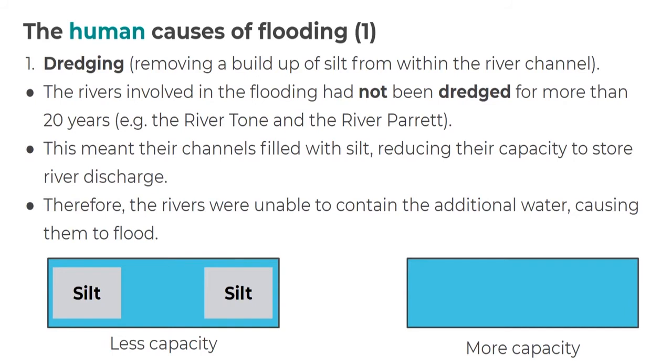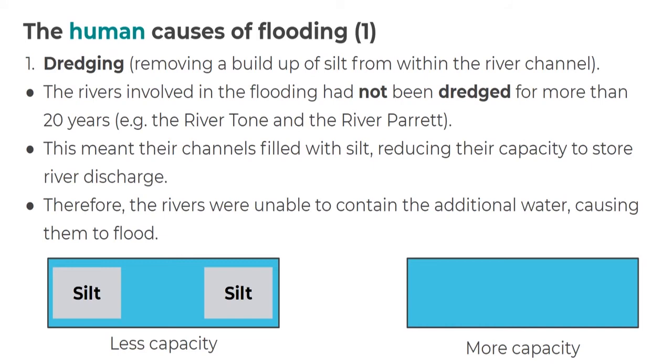So dredging means to remove a buildup of silt from within the river channel. This allows the river to have full capacity so that it can hold as much water or as much river discharge as possible. This might prevent it from flooding. However, the rivers involved in the flooding within Somerset had not been dredged for more than 20 years. So for example, the River Tone and the River Parrett. This meant their channels filled with silt, reducing their capacity to store river discharge. Therefore, the rivers were unable to contain the additional water, causing them to flood.